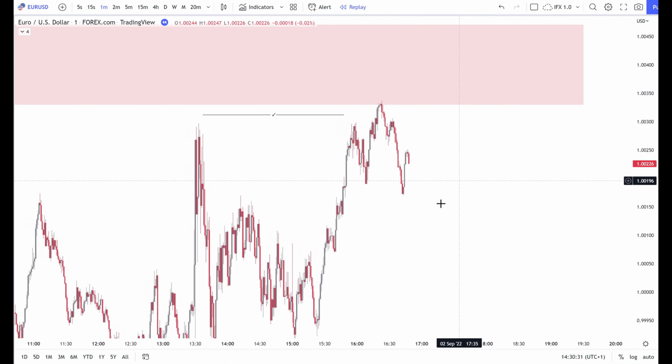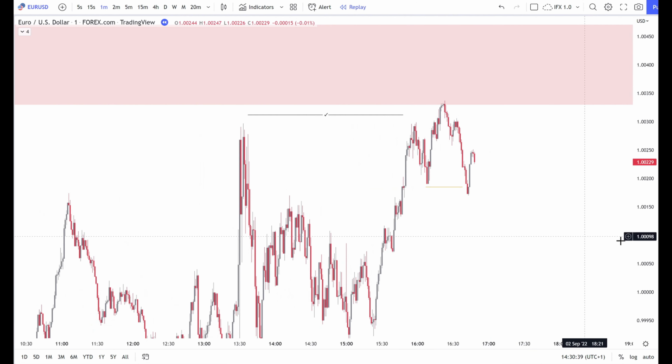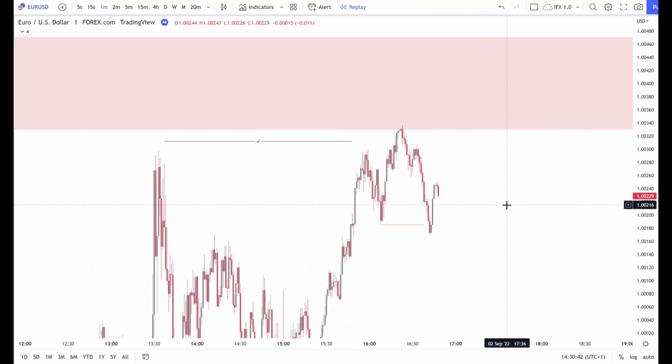So now we've got that change of character. We've also got that change of character. Now it's our job to find out the CHoCH created demand, CHoCH created supply in this example. And another thing I will also say is we've seen multiple levels of demand start to fail, which is a great sign suggesting that supply is back in control.